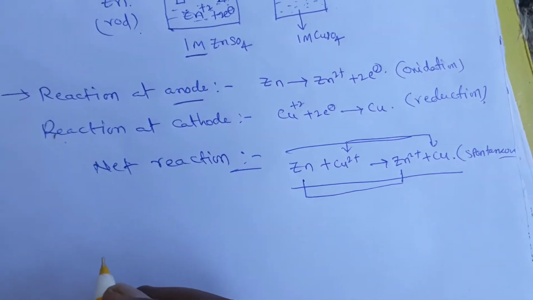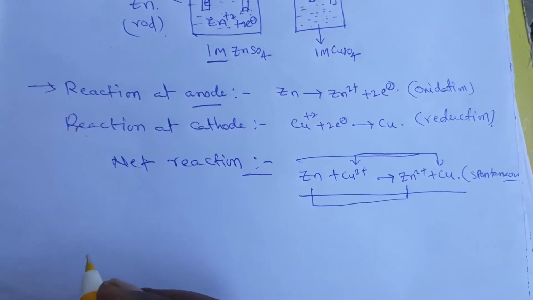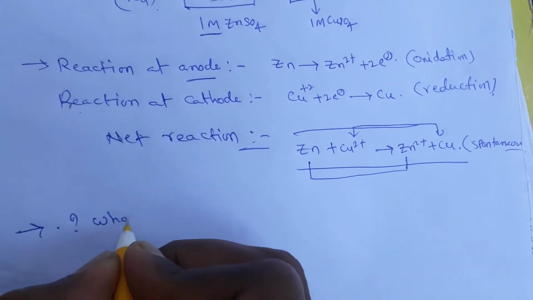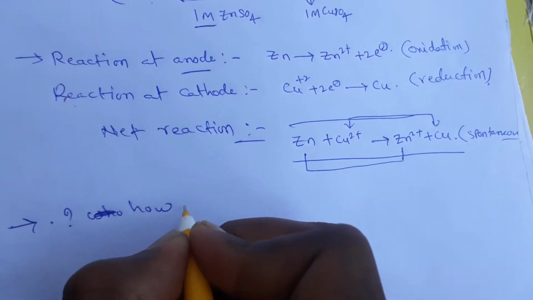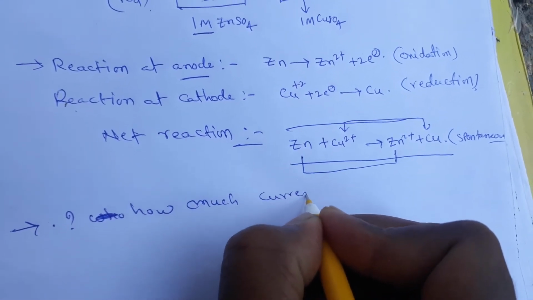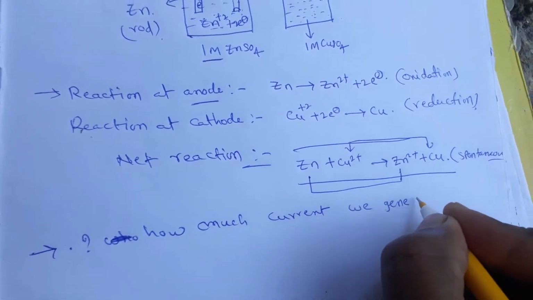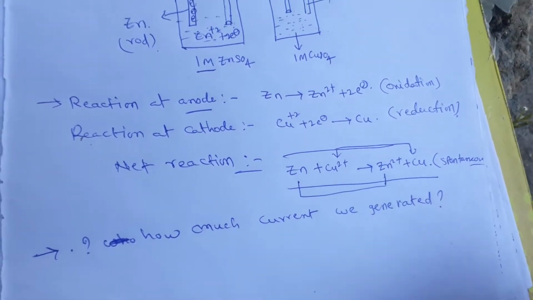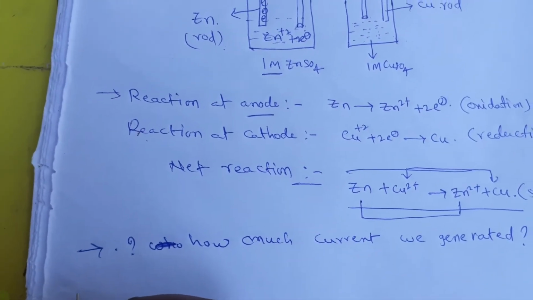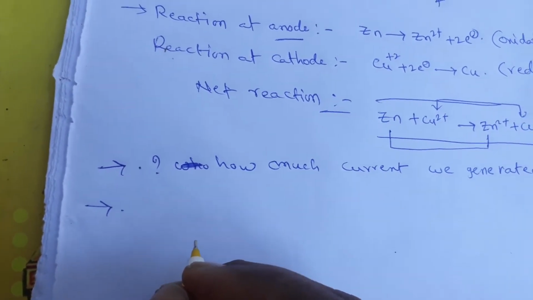Sir, you told that it is a spontaneous reaction. From this reaction we can generate electricity. So where is the electricity? The question is how much current we generated from this spontaneous reaction. How much current is generated from these reactions, we will see very thoroughly.